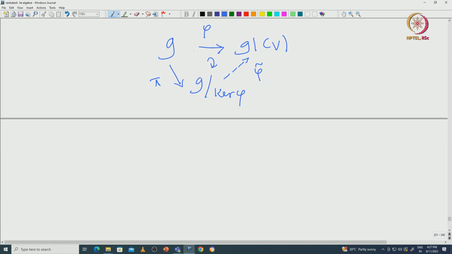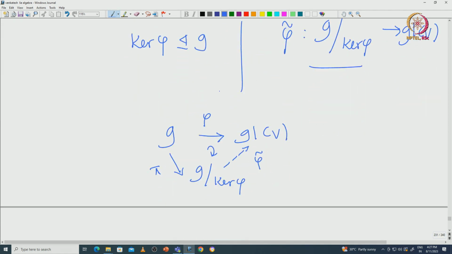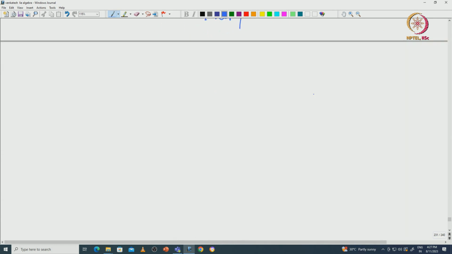So, I would say the action of G, as long as you are only worried about the action of G, can be recovered from the action of G modulo kernel phi. That is all I meant to say. So, you say this representation is actually a faithful representation if the kernel phi is 0.